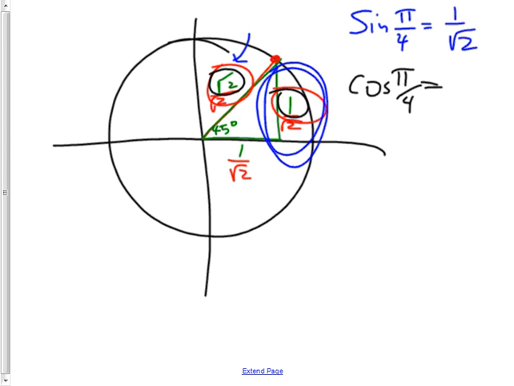Look at it. What do you think it is? You can do it either with the square root of 2's on the bottom or not.